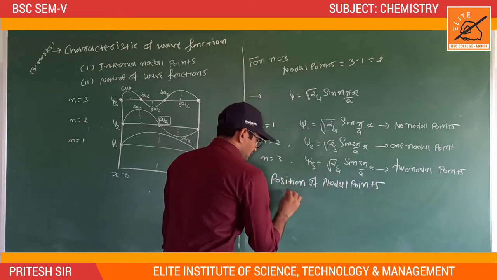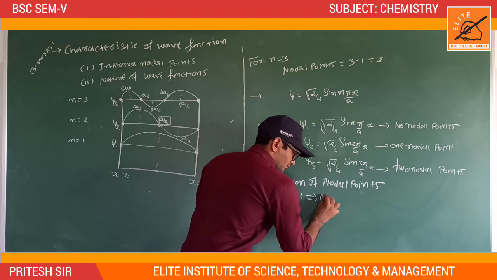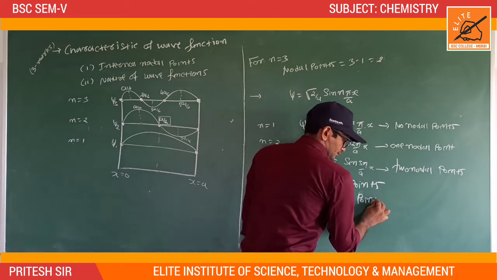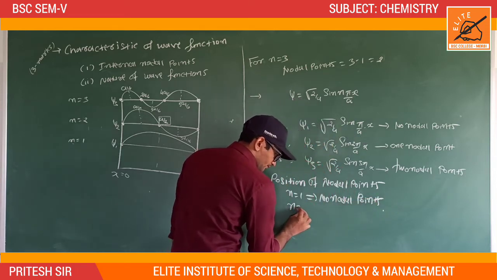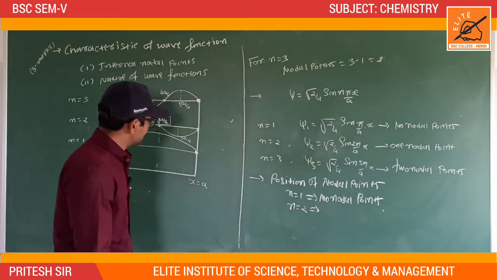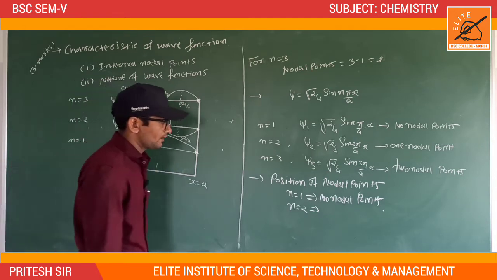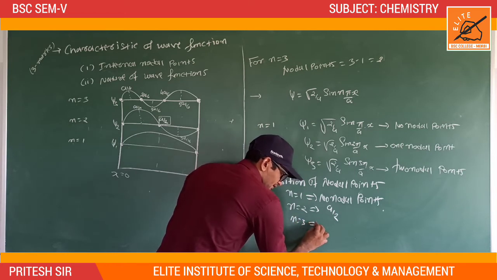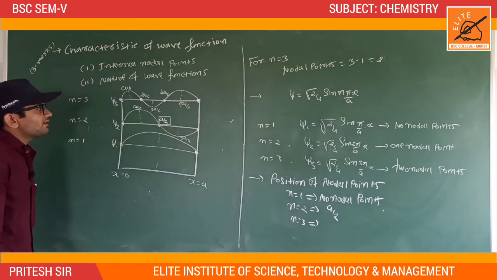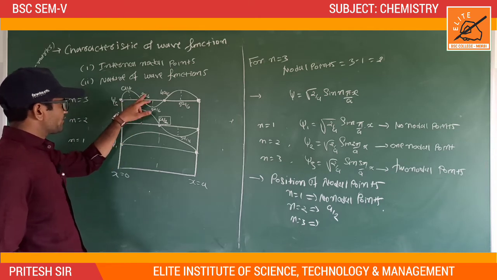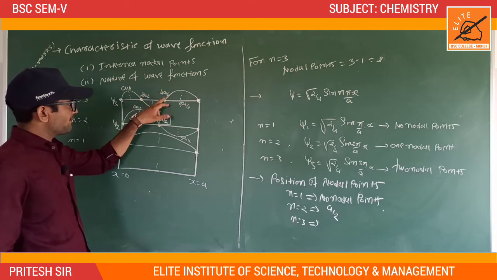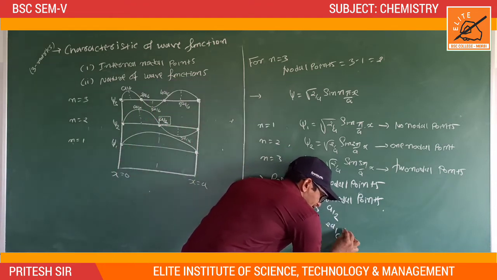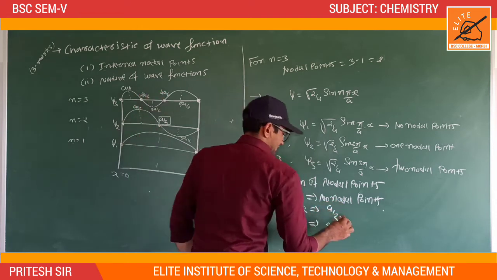For n is equal to 1 it means no nodal points. For n is equal to 2 the nodal point is present at the position a by 2. And for n is equal to 3 we can see that there are two different nodal points present. First one is 2a by 6 and second one is 4a by 6.